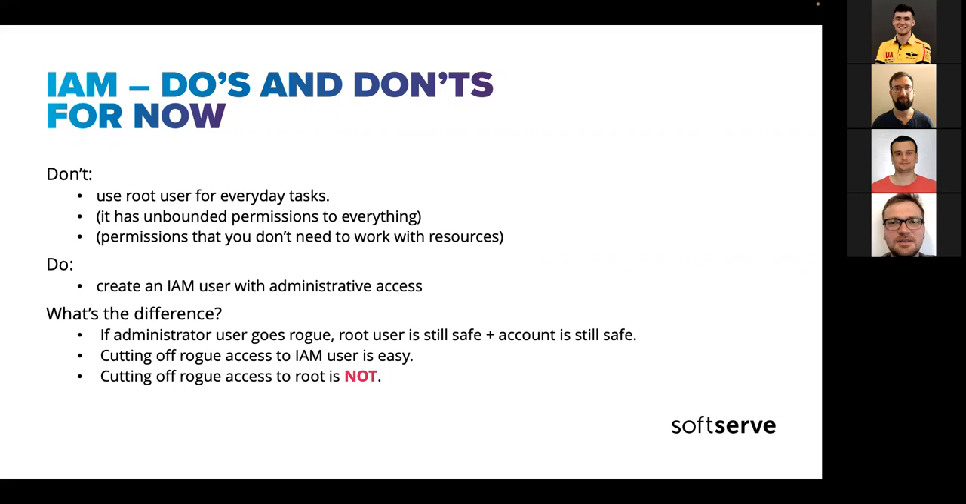What's the difference, you might ask? The difference is that if the administrator user goes rogue, the root user is still safe and the account itself is still safe, right? Cutting off rogue access for an IAM user, no matter their permissions, is very easy, but cutting off rogue access to the root account is not.